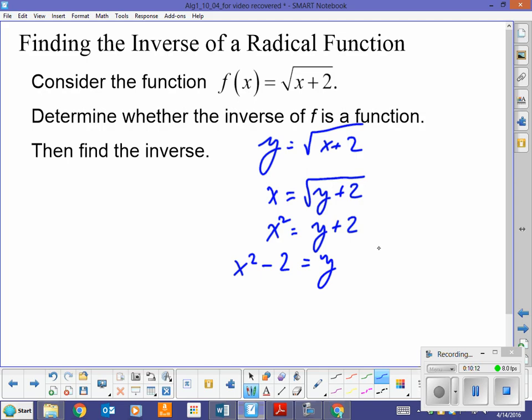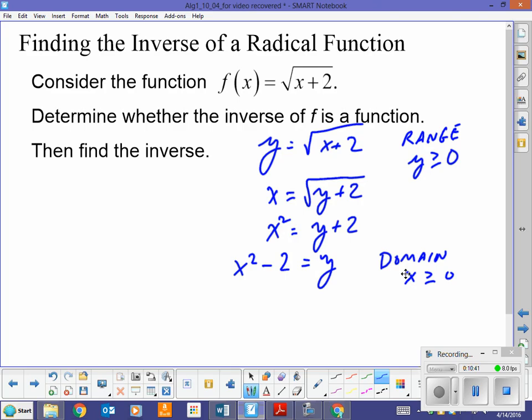So that basically makes this a quadratic. Now, let's talk about the domain and range here. For the original one, because we're dealing with a square root function, the range has to be that y has to be greater than or equal to 0. That means in this new function, my domain is x is greater than or equal to 0.